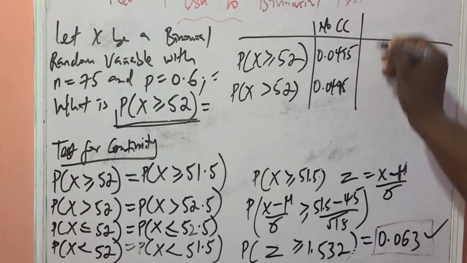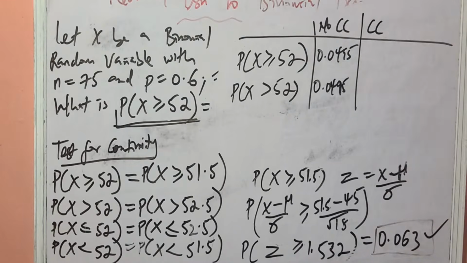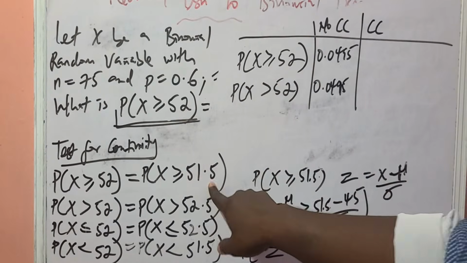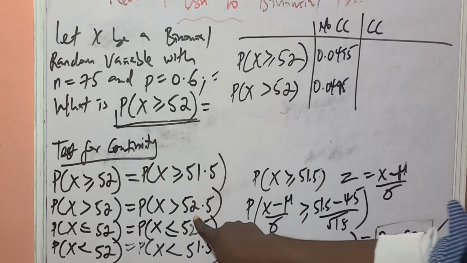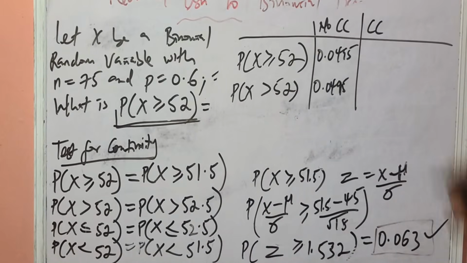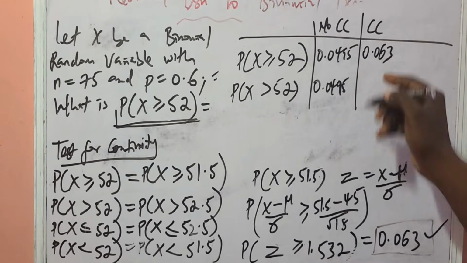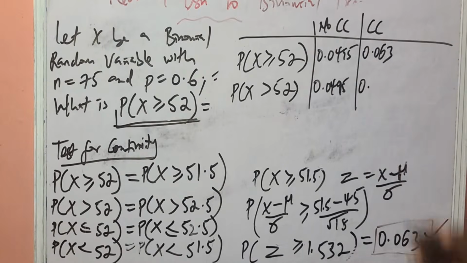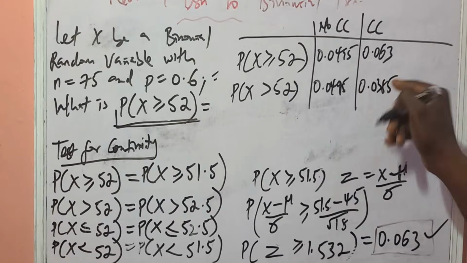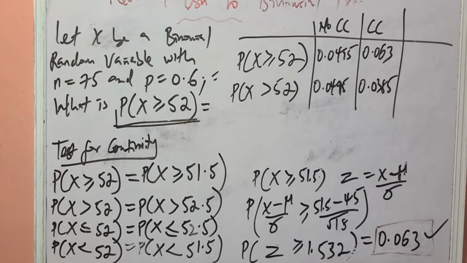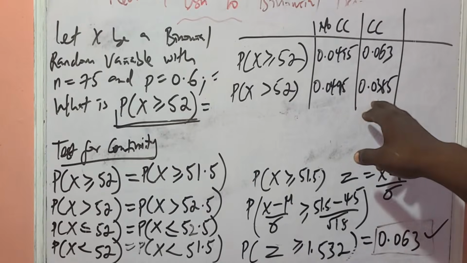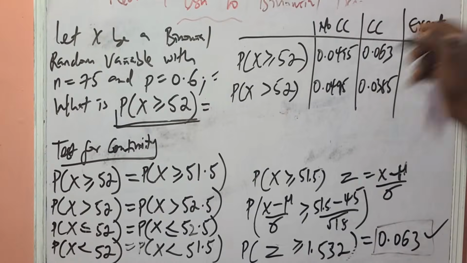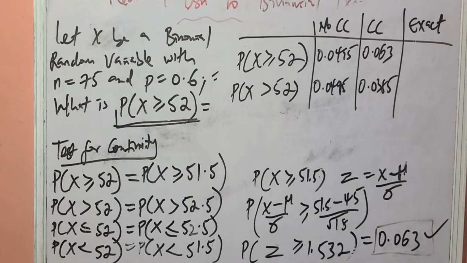Now, if you decide to use correction for continuity, that means you decided to apply the rule for correction for continuity. In this case, instead of using 52, you're using 51.5. And in this other case, instead of using 52, you're using 52.5. Now, what are you going to get? You're going to get 0.063. And for this other one, you'll be getting 0.0385. We did not do this, but you can go on to confirm that using correction for continuity, you would get this value.